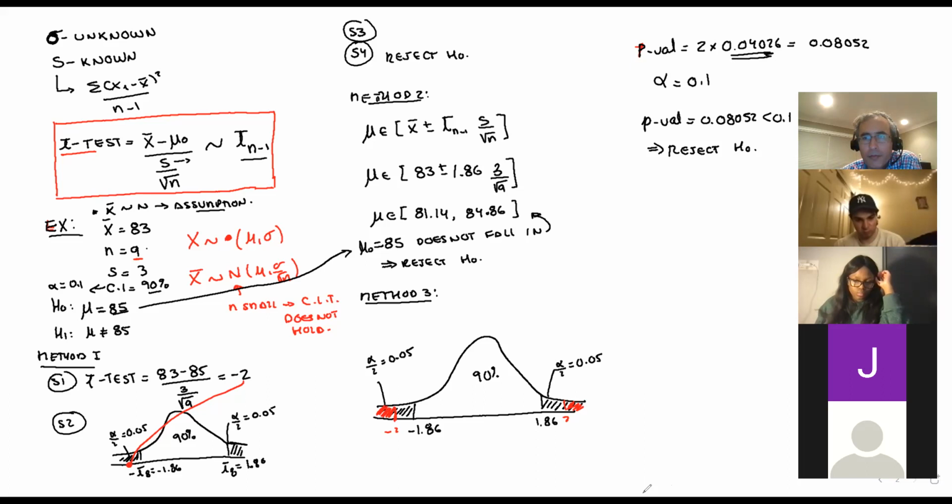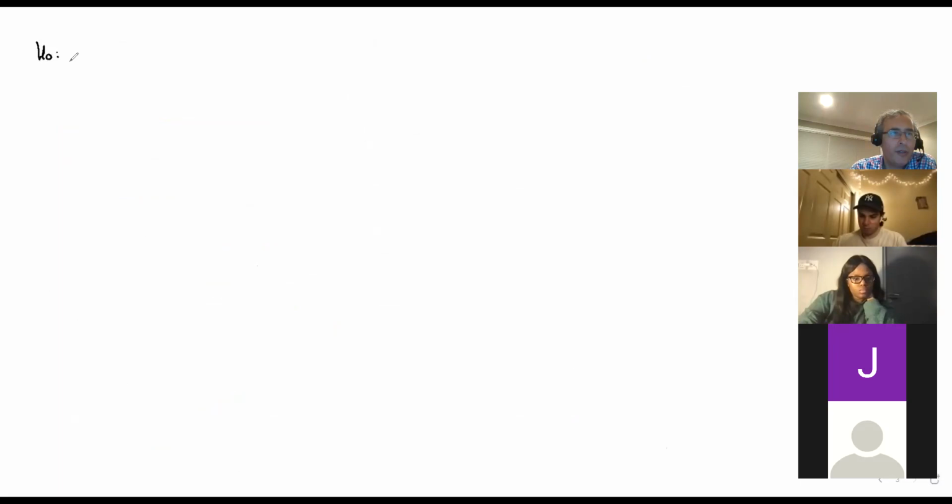Okay, guys. One more and then we're done. You have questions? Let's continue with the same example, okay? What I will do is simply change something. So now my null hypothesis, guys, is that I believe that this one here is smaller than 86 versus, of course, greater than 86. Okay, what methods can you use here, guys?